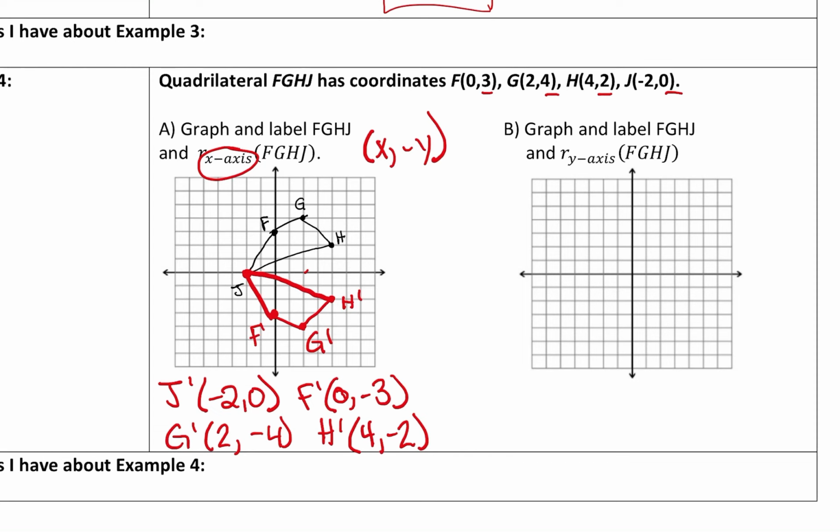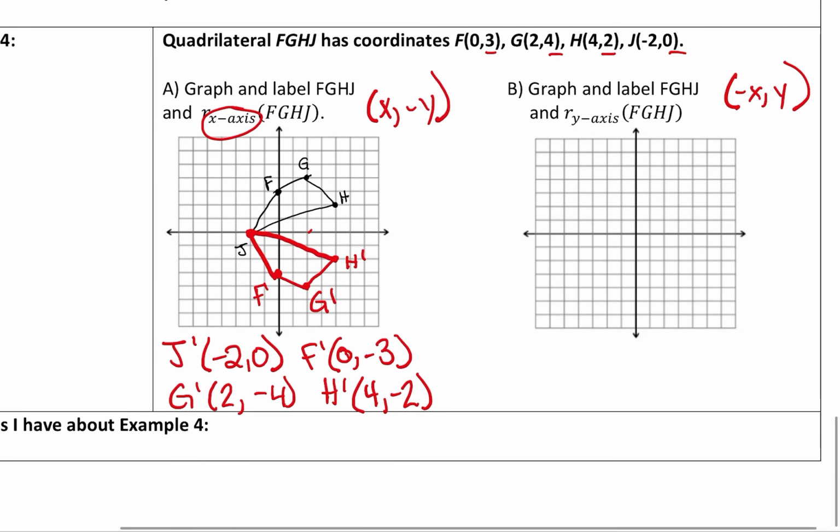Now we're going to do the same thing, but we're going to reflect it over the y-axis, where my rule is negative x, y. So we're going to start by regraphing our original figure. J was here. F is up here. G is here. And H is here. Then we're going to graph over the y-axis, so we're going to negate our x values.